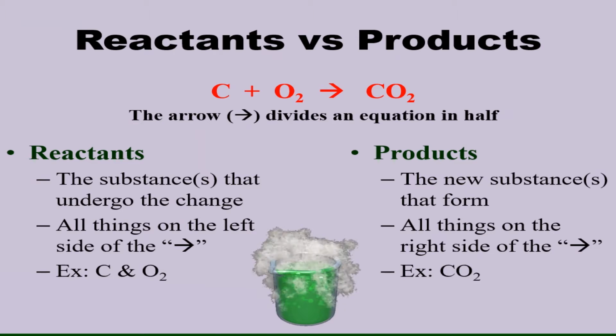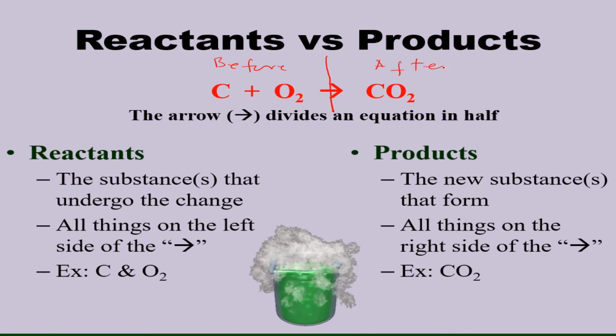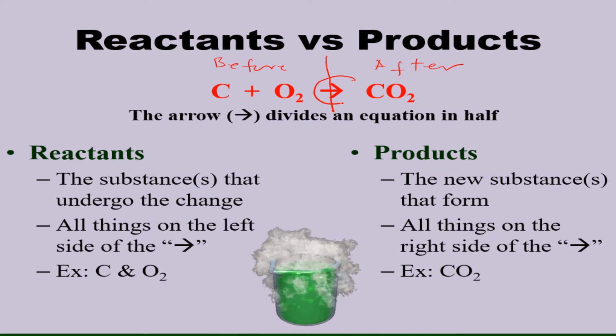Now let's have the next slide. So, the reactants versus the products. The arrow divides this equation in half. We call this the before, and we call this the after, meaning after the reaction. Please remember the arrow. The arrow refers to the reaction, and divides the equation in half.